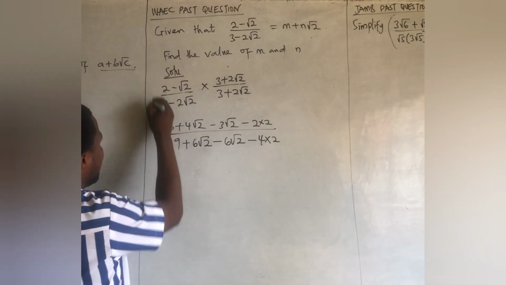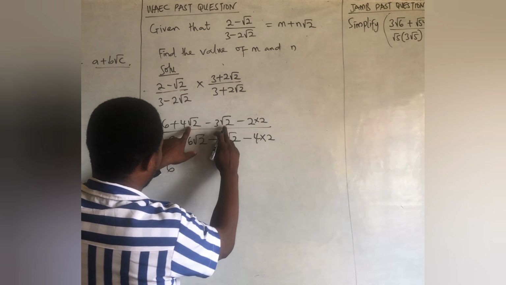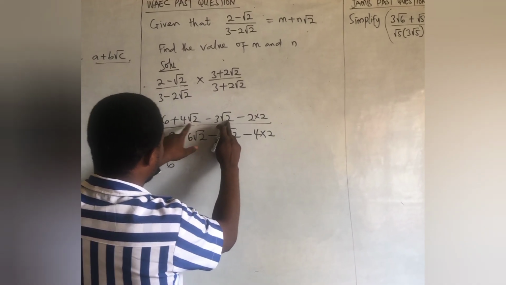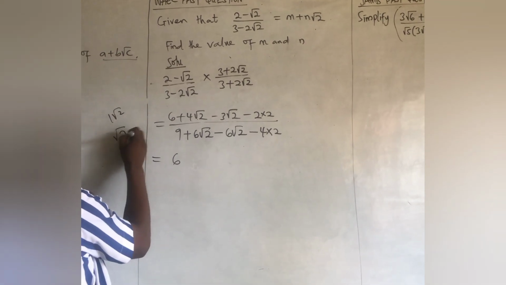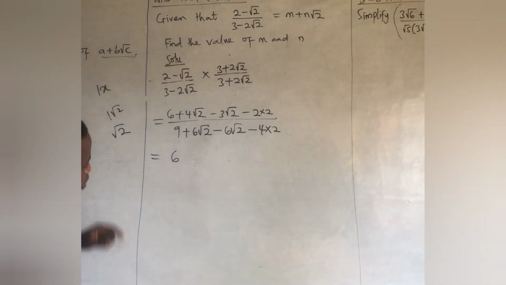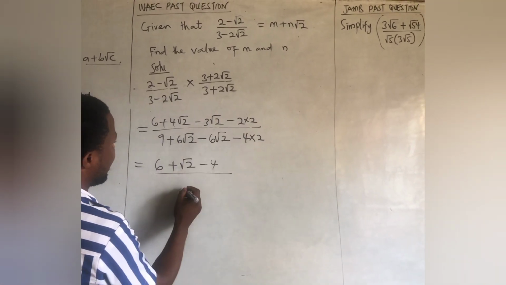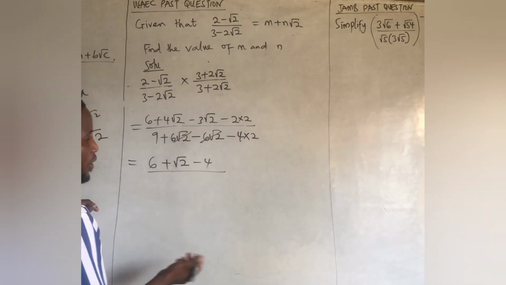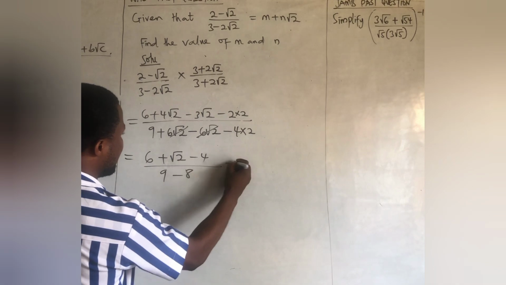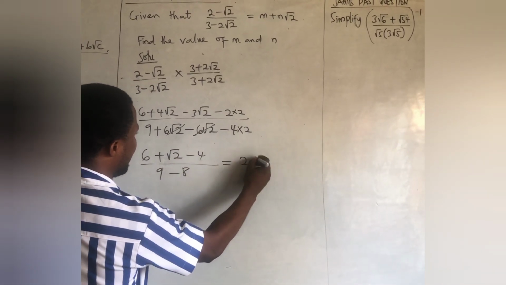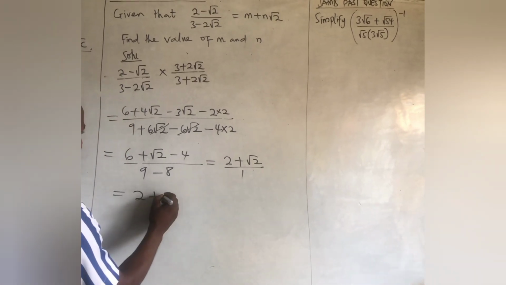Okay, so we have here 6. I can operate on this because they are the same root. So 4 minus 3 is 1, then root 2. I cannot say 1 root 2. Instead, I just write root 2. You know you cannot write 1 there. So that will be plus root 2, then minus 4. Over this one, this minus this is 0. So 9 minus 8. That will be 6 minus 4 as 2, then plus root 2 over 1. So my final answer here is 2 plus root 2.